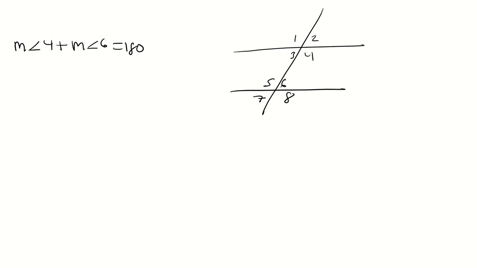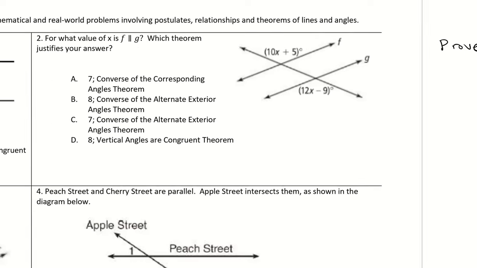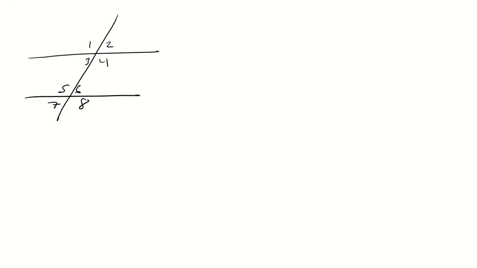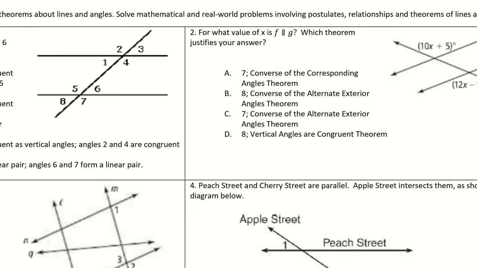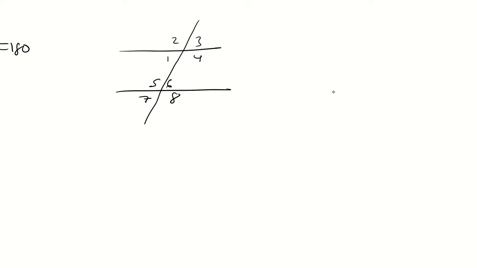So in this case, okay, I labeled this incorrectly. 1, 2, 3, 4, 5, 6, 7, 8, okay. So they said that 2 and 4 are congruent, right? So let's see if that helps us prove it. Angle 2 is congruent to angle 4.